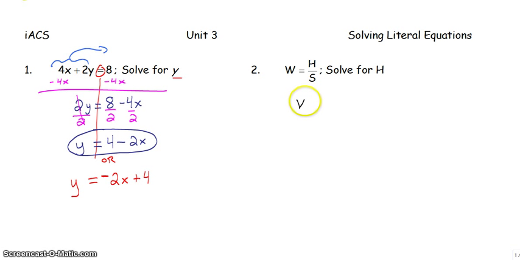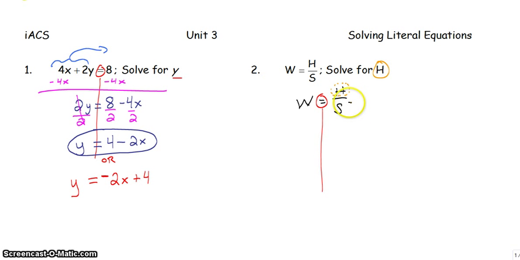Number 2, and I'm just going to rewrite the original equation first. They want us to solve for h. H is in my numerator on the right-hand side. That means, as I look at my equal sign, h will stay on the right-hand side. S is the only other thing with it. It's the only thing I have to move.